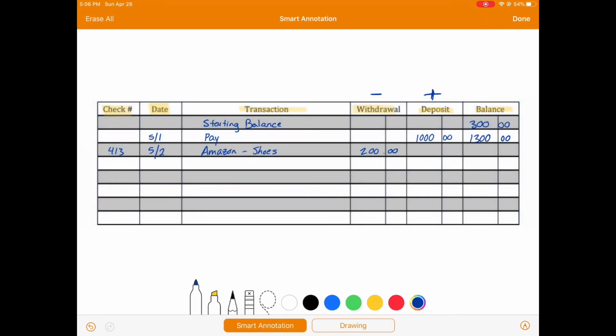So my new balance would be my previous balance of $1,300 minus my withdrawal, what I just spent, the $200. $1,300 minus $200 is $1,100. And I just keep doing that with every transaction that I make.